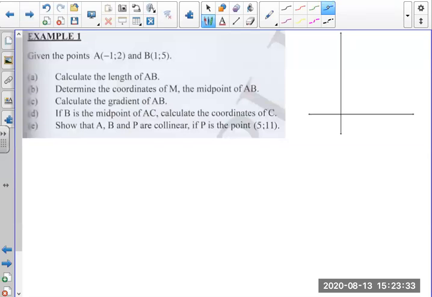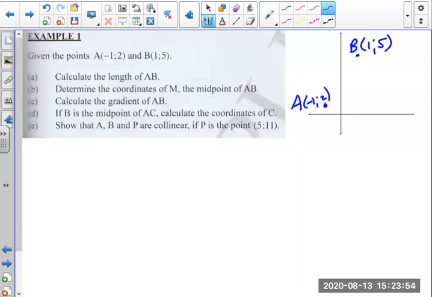So A is the point (-1, 2). It's more or less there. So A is the point -1 and 2. And B is the point 1 and 5. It's more or less there, so B is the point 1 and 5. That's the given. Now they're going to ask you a few things.